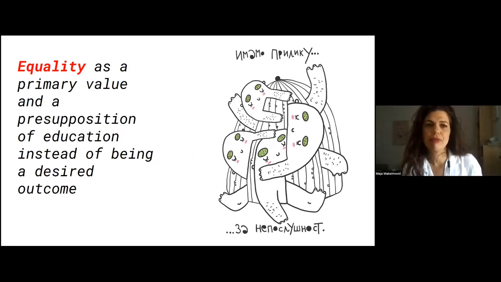So equality is a primary value and a presupposition of education instead of being a desired outcome. If we work with students and support them to map the issues that they are faced with in their environment, and in the classroom, we create space for them to be engaged in their local environment, but also to develop not only a critical attitude, but to feel empowered that they can actually change something.